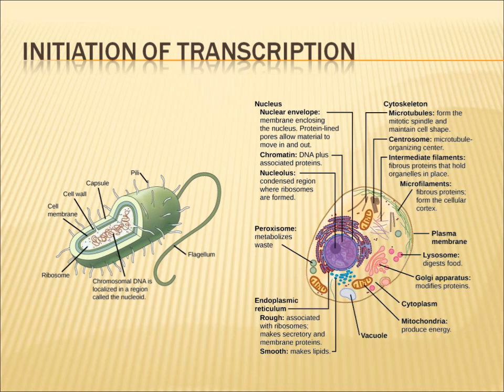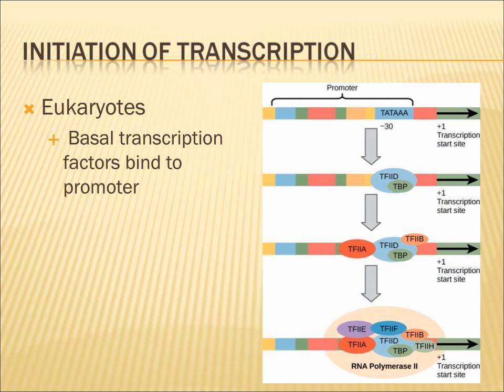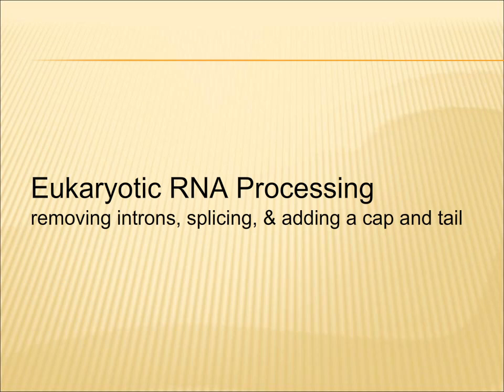Okay, so other than using different RNA polymerases, how will the initiation of transcription occur differently in prokaryotes versus eukaryotes? While the sigma subunit plus RNA polymerase bind to the promoter in prokaryotes like bacteria, in eukaryotes, many proteins called basal transcription factors bind to the promoter. After this, the RNA polymerase binds. But wait, there's more. In bacteria, transcription and translation occur simultaneously because there is no nucleus separating the DNA and ribosomes. Also, the RNA transcript does not need to be processed in order to make the long journey out of the nucleus. This is not the case for eukaryotic transcripts.